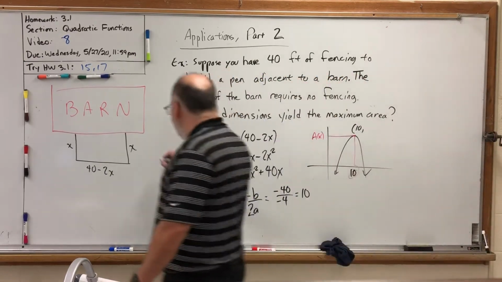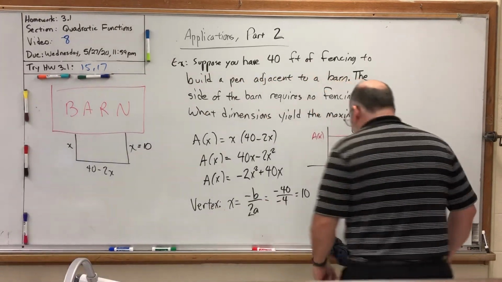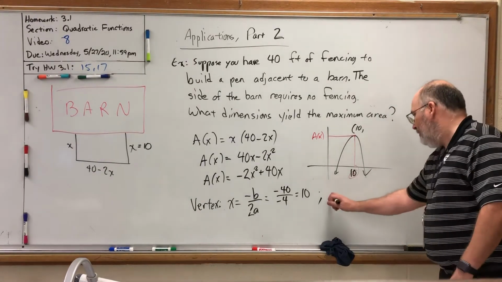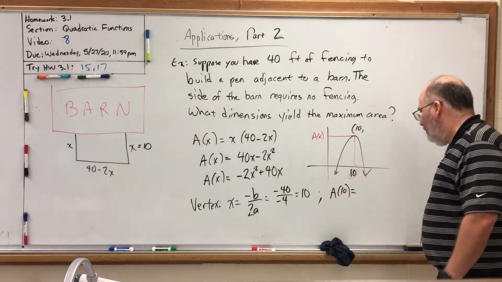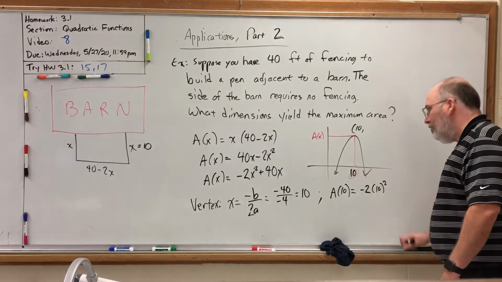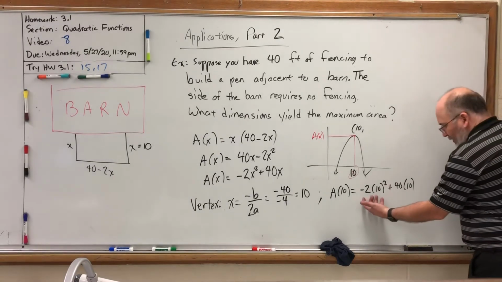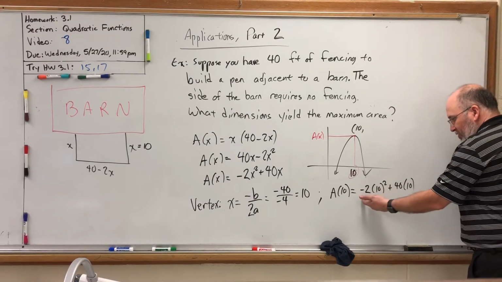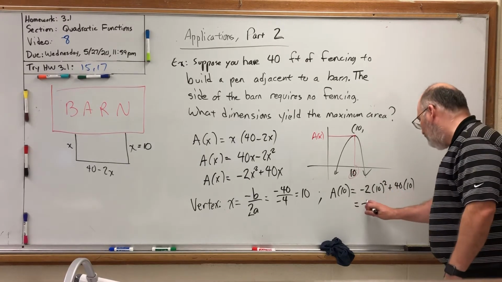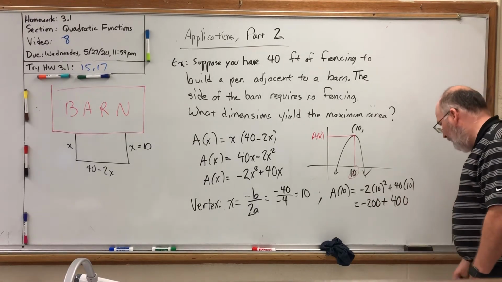And I now know this dimension, which means I can now calculate this one. But let's finish finding the vertex. Remember, to find the y-coordinate, or in this case, the area coordinate, you just substitute the x into the function. So if we put 10 into the function, we get negative 2 times 10 squared plus 40 times 10. Again, tread lightly over here, exponents before multiplication. 10 squared is 100. 100 times negative 2 is negative 200. Plus 40 times 10 is 400. And that sum is 200.